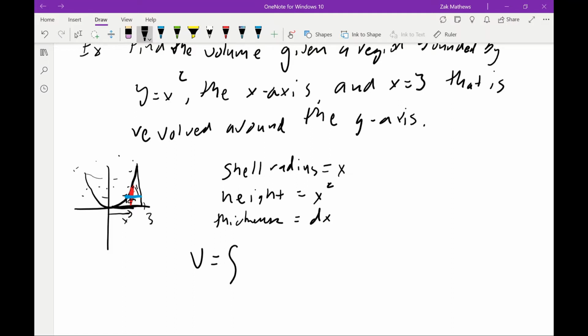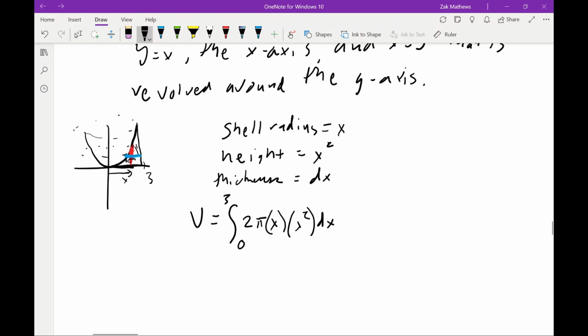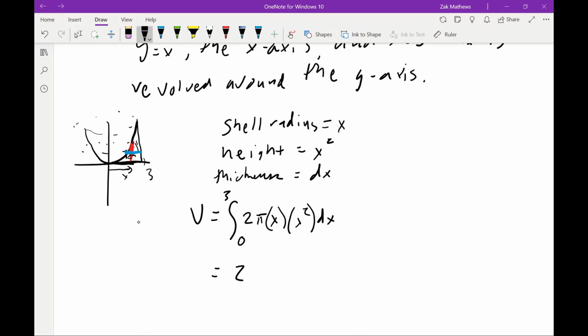So we're going to integrate from, well, our lower end point was 0. Our upper was 3 because we're thinking about this in terms of the x. We have our 2 pi because it is a circumference. The radius we said was x, and then the height was x squared dx. So I can do a little simplification here first. 2 pi, I'm going to integrate from 0 to 3 of x cubed dx.